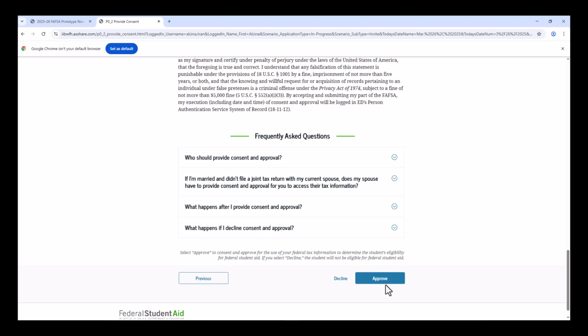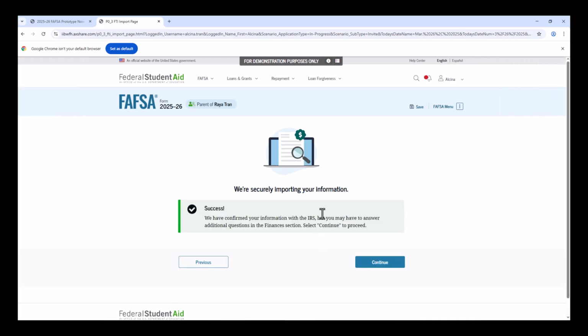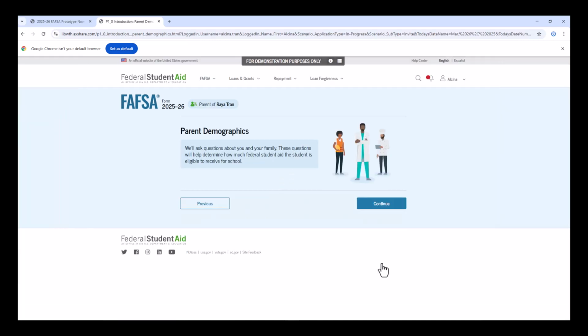So you'll select approve here. Just be mindful and remember that if you do decline, the student will not be eligible for federal student aid. So we're going to select approve here and continue on with the form. It is thinking, making sure everything is looking good here. We got a green success, so we are good to go to continue on to the next set of questions.